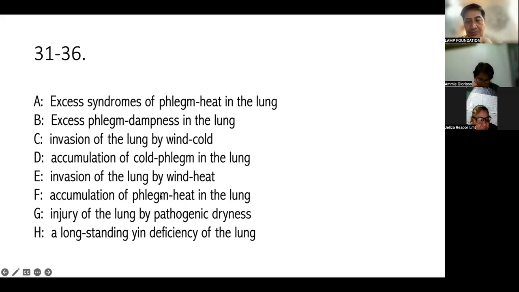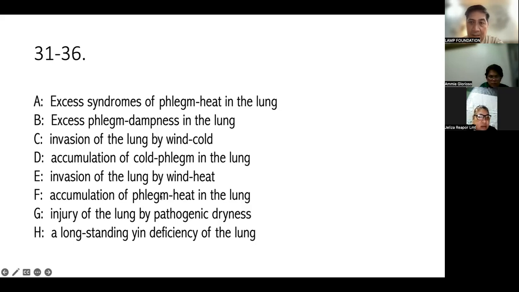Hindi na red kaagad yung tongue. May red spots lang. Pag red na yung tongue, pumasok na sa interior, di ba? Kanina lang natin diniscuss yan. Basahin mo yung first 10 pages. Exterior pa yan, pag invasion. Hindi pa siya nag-interior. Pag nag-interior, nasa loob na.